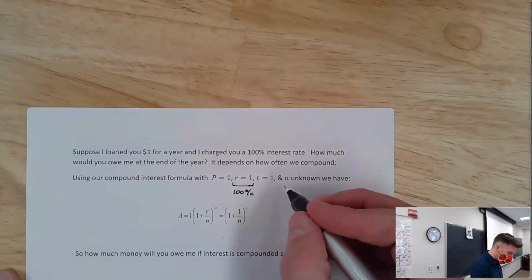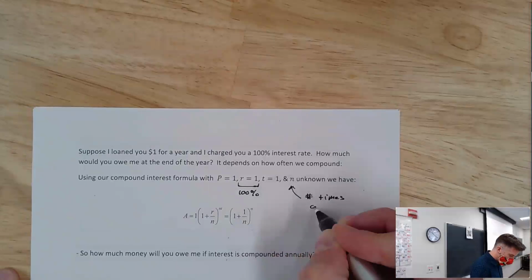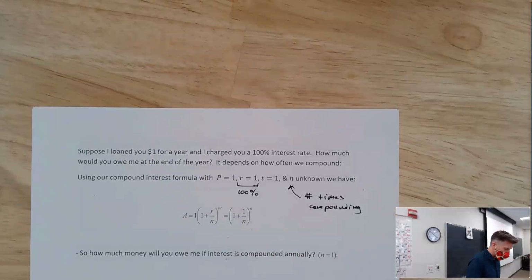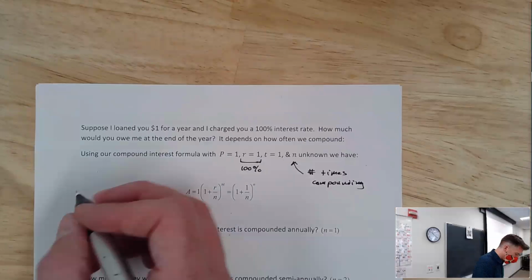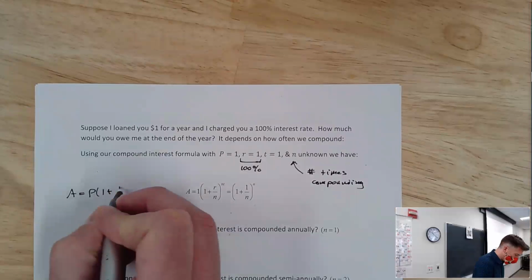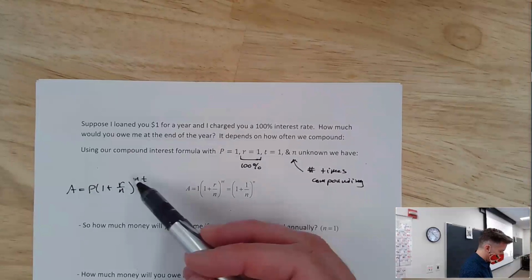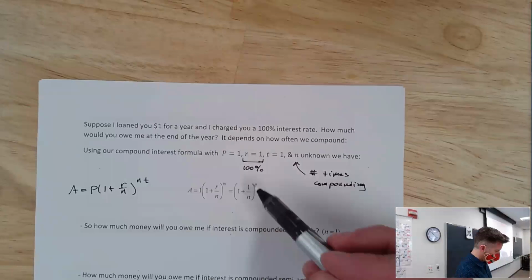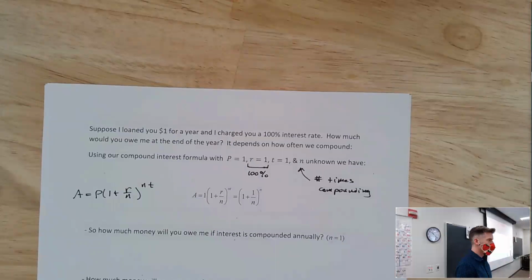And then n, right? That's the number of times we're compounding. That's going to be the thing that we change to see what happens as we change it. So using those values, here's what our formula becomes. Our A equals P times 1 plus r over n to the nt power. Essentially everything except for n is 1. So P is 1, r is 1, and t is 1. And we're left with this formula here. So that's the amount of money you're going to owe me after 1 year, depending on how many times we compound it.